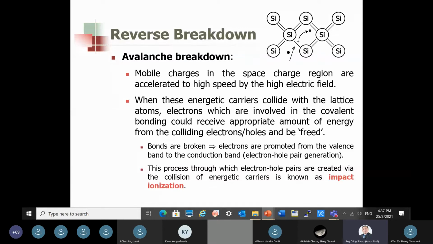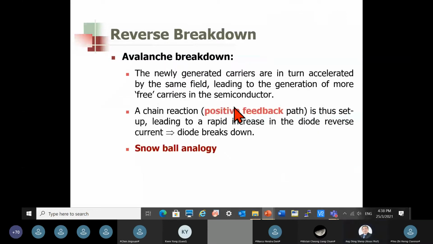As the snow particle rolls down the snow mountain, it gains momentum. At the same time, its size also grows. Along the way, if it hits an obstruction, it will break up. The big snow particle will break into smaller snow particles, and each of them in turn rolls down the mountain, creating more and more snow particles along the way. So the word avalanche in avalanche breakdown is borrowed from the snow avalanche that happens on a snow mountain.